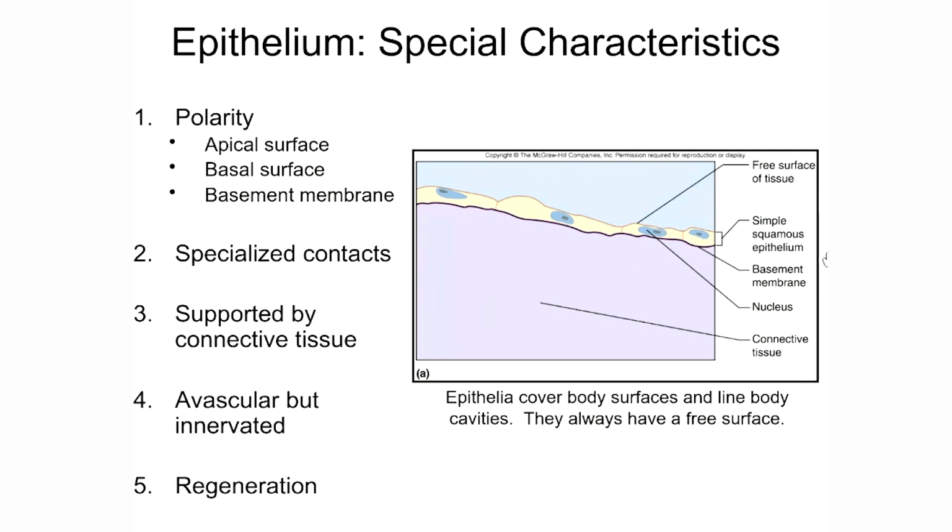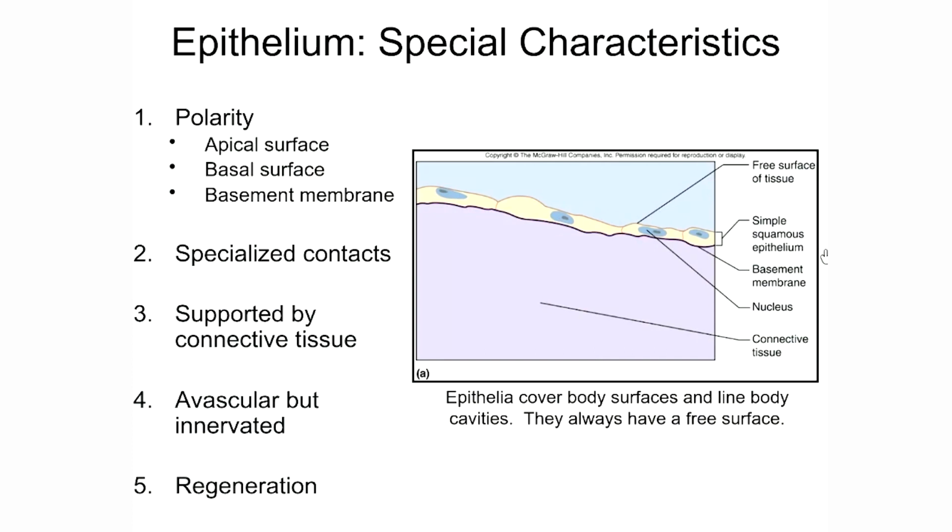Epithelial tissues, because of that, are required to get their blood supply, their oxygen, and their nutrients from the connective tissue that underlies them. Basically, these connective tissues that epithelial tissues sit on top of do have blood vessels, and the oxygen and the nutrients from those blood vessels have to diffuse up into the cells of the epithelial tissues in order to provide them with the oxygen and the nutrients that they need.